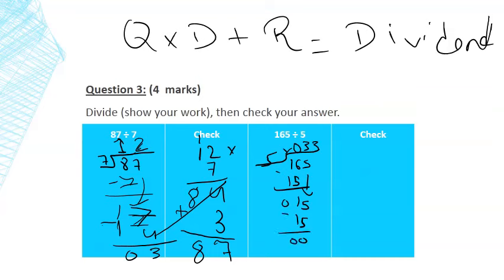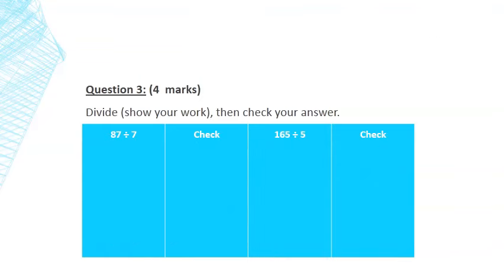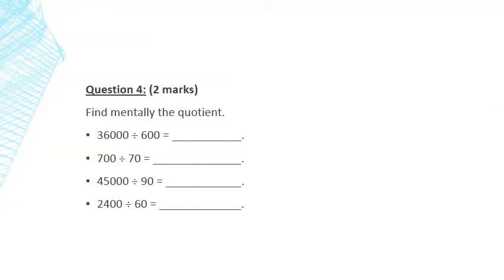Okay. Now we will check the number. The quotient is 33, and the remainder is what? Check. We multiply 33 by 5. Five times 3 is 15. 5 times 3 again is 15. 15 plus 1 is 16. And the remainder is 0, so we get 165, which is equal to the dividend. Okay. Now question number 4 by Jad.